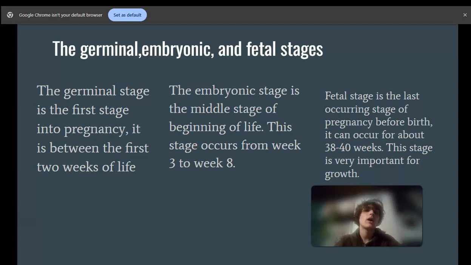The germinal, embryonic, and fetal stages. The germinal stage is the first stage of pregnancy. It is within the first 2 weeks of life. The embryonic stage is the middle stage of the beginning of life. This stage occurs from week 3 to 8. The fetal stage is the last stage of pregnancy before birth. It can occur for about 30 to 40 weeks. This stage is very important for growth for the baby.